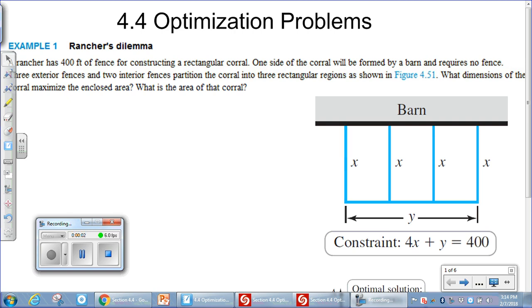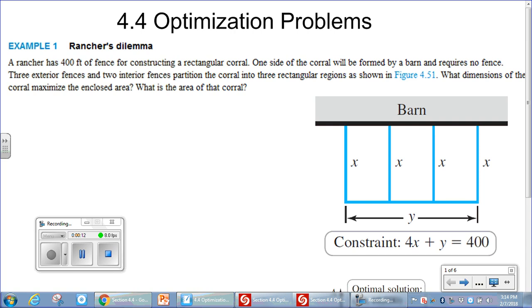For constructing a rectangular portal, one side of the portal will be formed by a barn and requires no fence. 3 exterior fences and 2 interior fences partition the portal into 3 rectangular regions as shown in figure 4.51. What dimensions of the portal maximize the enclosed area? What is the area of that portal?